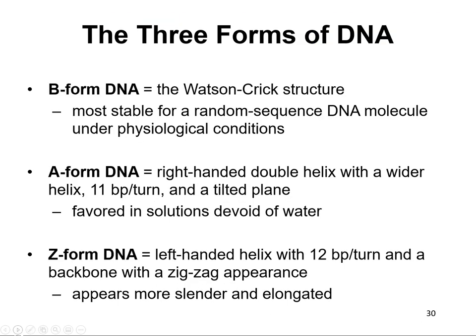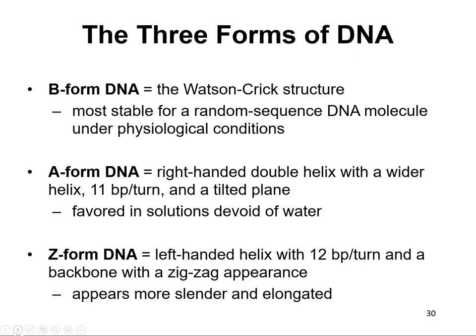The 3 forms of DNA, we've got the B form, which is the most stable. That's the Watson-Crick structure. It's what you see everywhere. And that is relevant for us because that's what you see under physiological conditions. You can also get the A form of DNA, and that's a right-handed double helix that has a wider turn. And I'll show you some pictures of this in just a second.